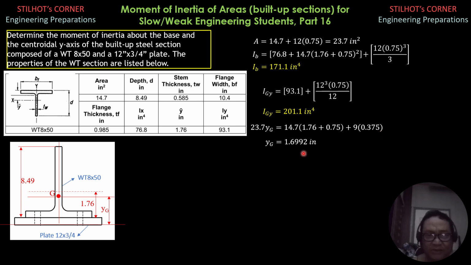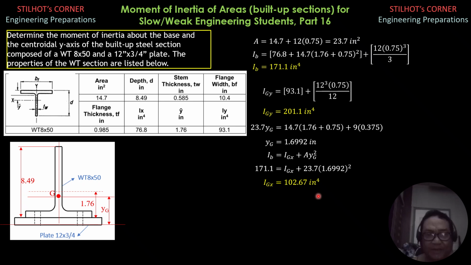So substitute: IB equals IGX of the intersection plus area times YG squared. So 171.1 equals IGX plus 23.7 times 1.6992 squared. Computing for IGX, 102.67 inches to the fourth.